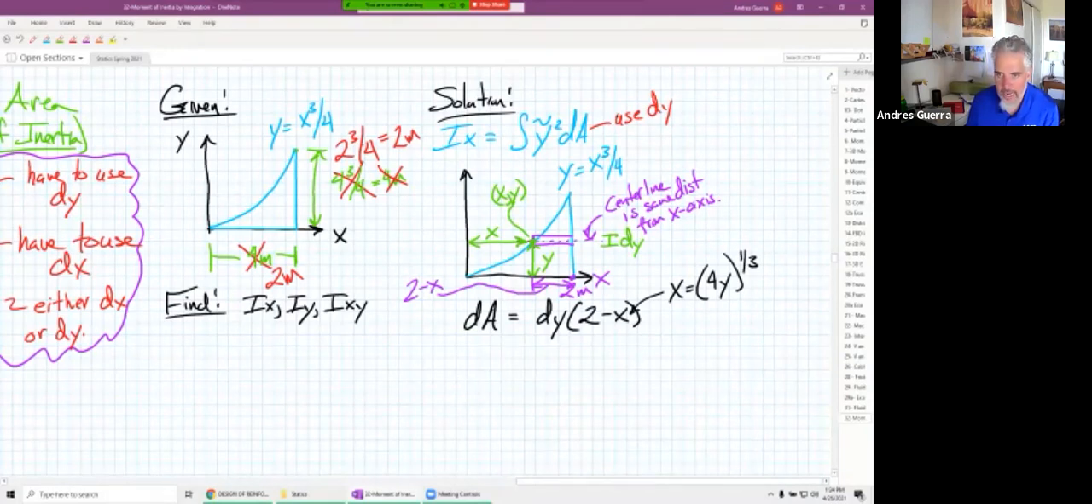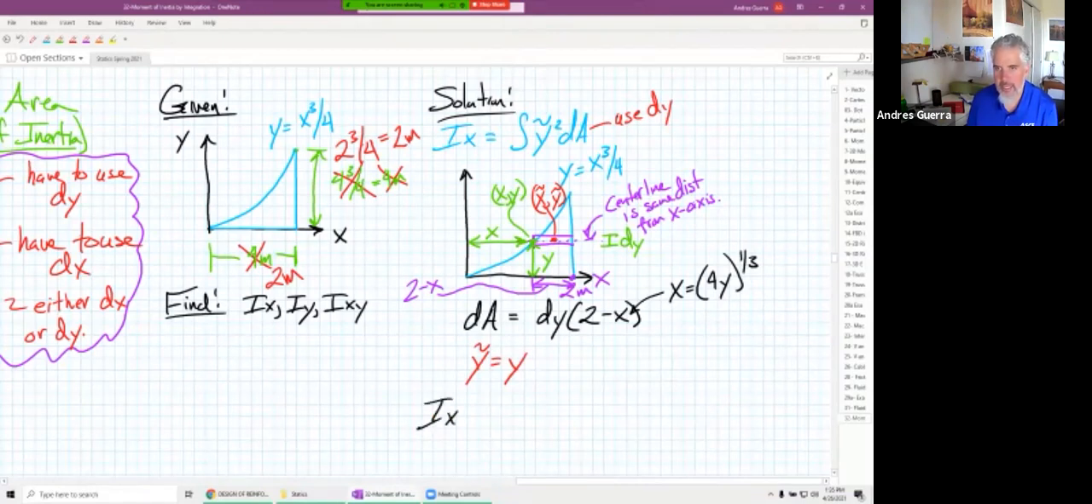Now, how about our y tilde? Remember, the tildes denote the centroid of our rectangle. So our centroid is going to be right there. That is our x tilde, and y tilde is the centroid of that. Y tilde is just equal to y. So it's that same distance, right? Up from the x-axis to y. So y tilde is just equal to y.